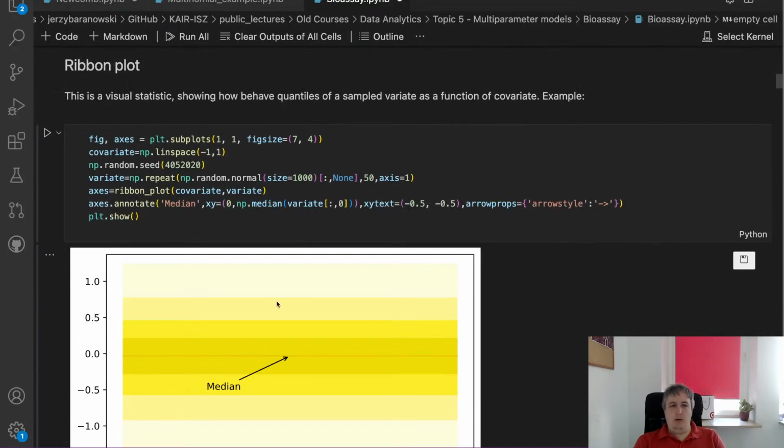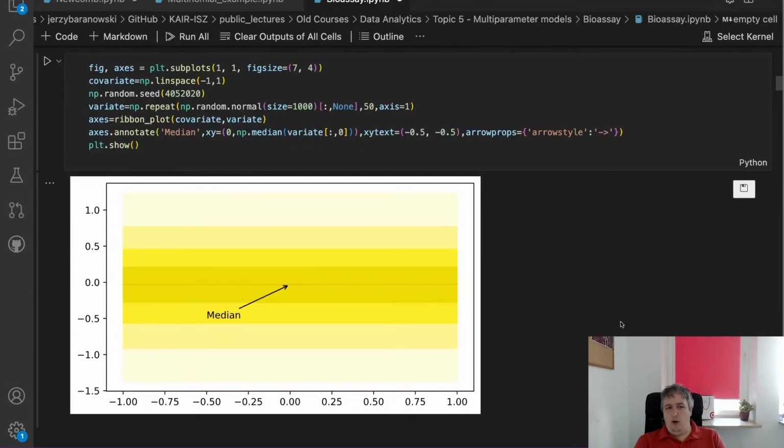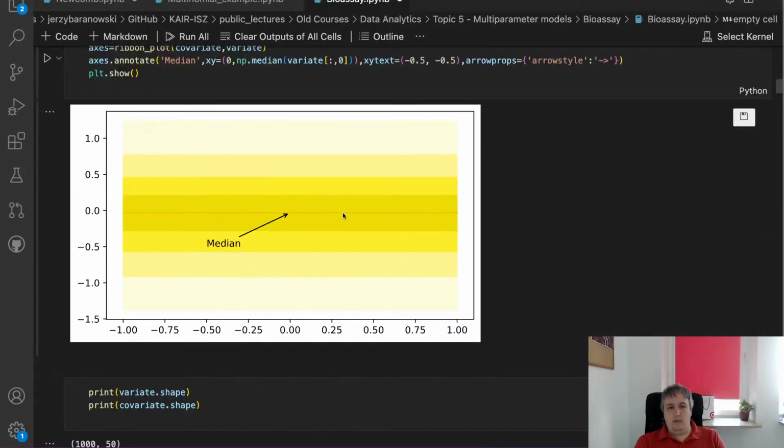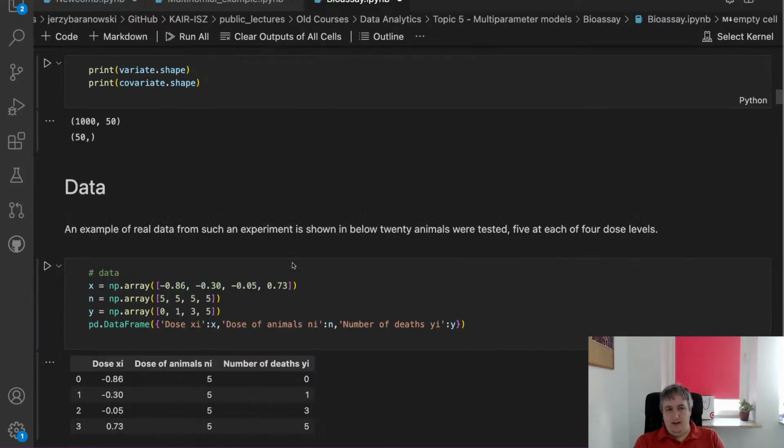We'll be using ribbon plots, which you've seen before. This is a quantile plot where the ribbons farther away from the middle, which is the mean, represent quantiles of appropriate levels. We have a small data set, which will be absolutely enough for us.